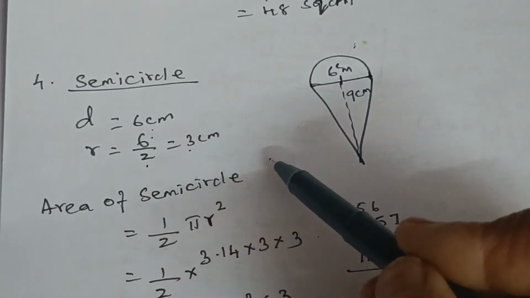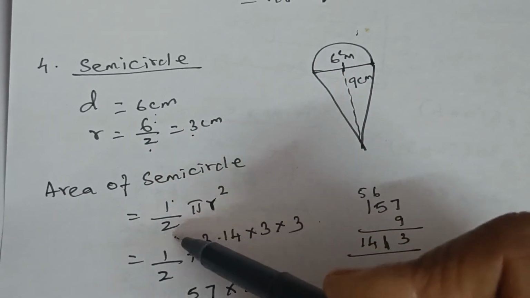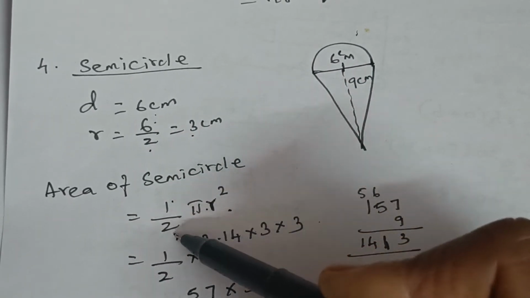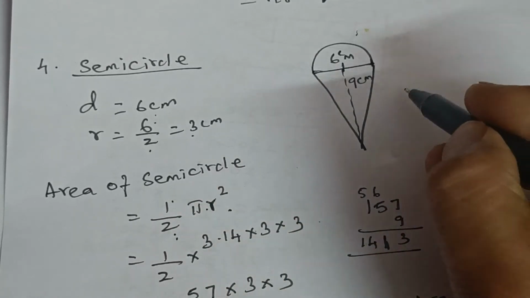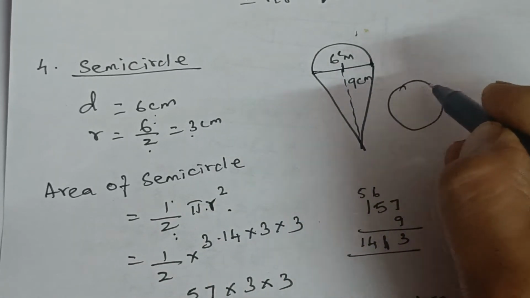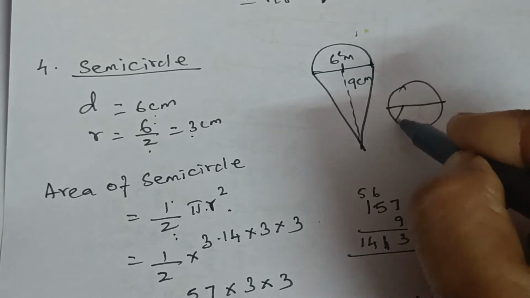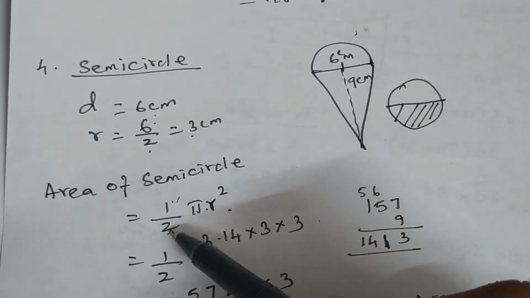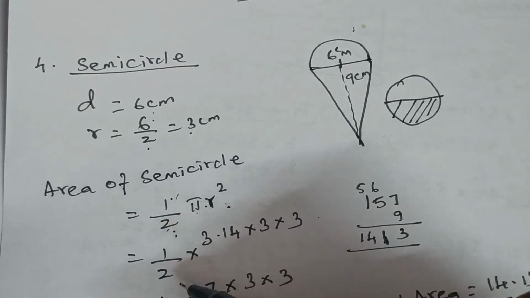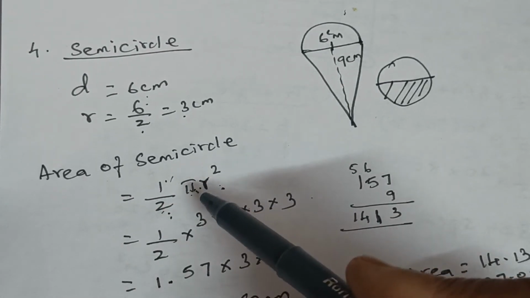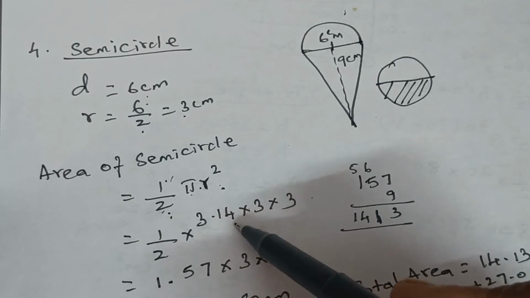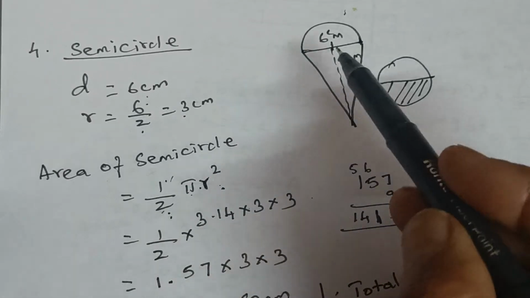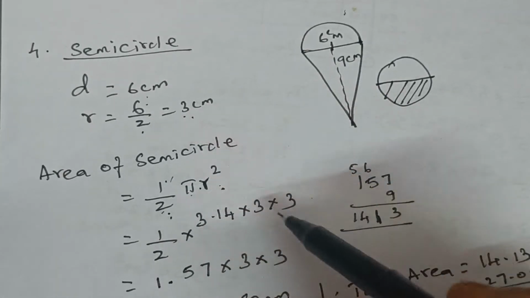And now area of the semicircle is 1 by 2 pi r square. That is half of the area of the circle. See, this is the full circle, it is pi r square, and this is the half of the circle. So it is half of the area of the circle: 1 by 2 into pi r square. The pi value is given in the question as 3.14, into r. What is the radius? The radius is 3. We have taken 3 into 3.